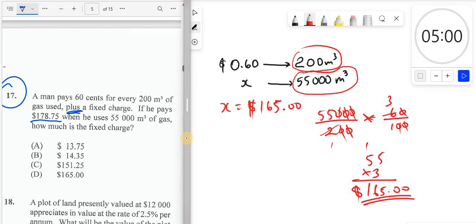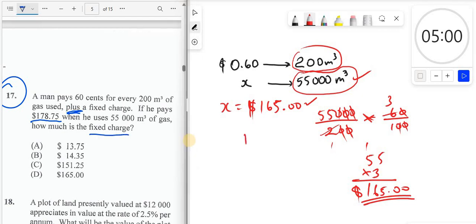$178.75 when he used this amount. So that amount obviously included the what? Fixed charge, because this is the actual amount for 55,000 used before the fixed charge. So all we need to do is find out the fixed charge. How much is this fixed charge?